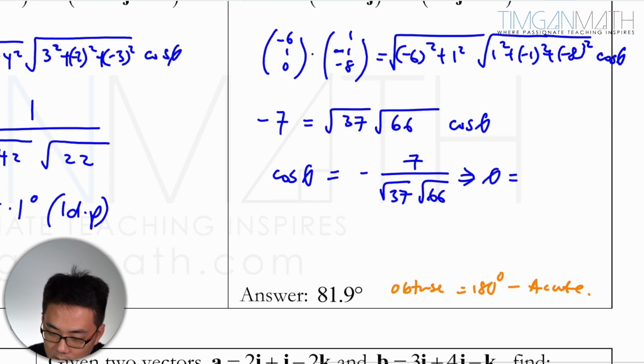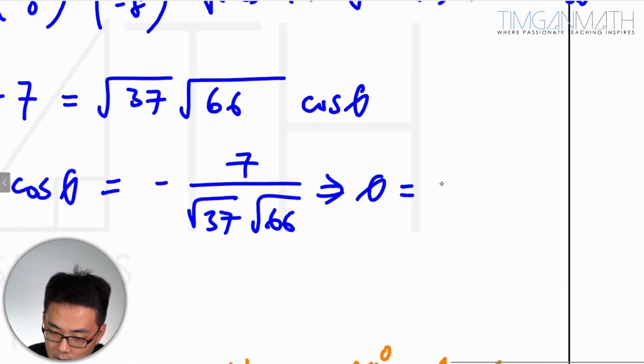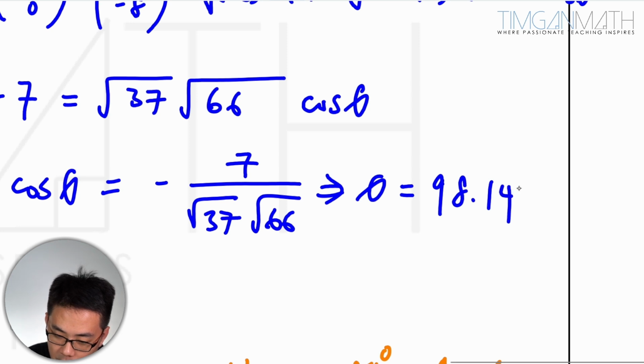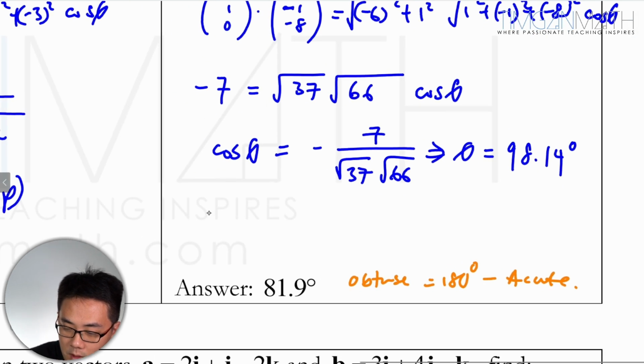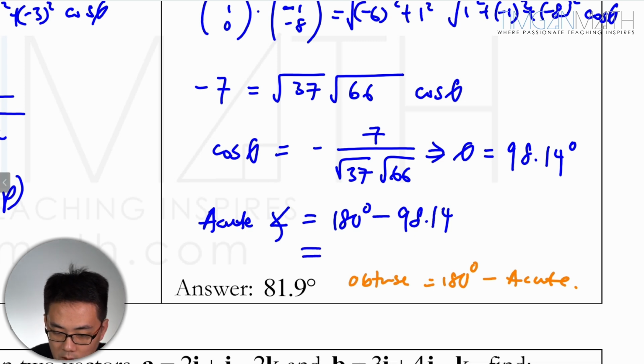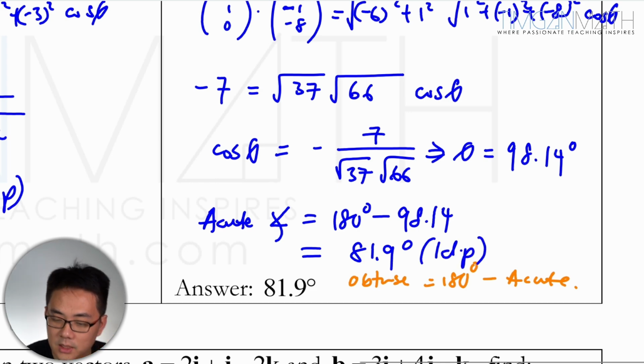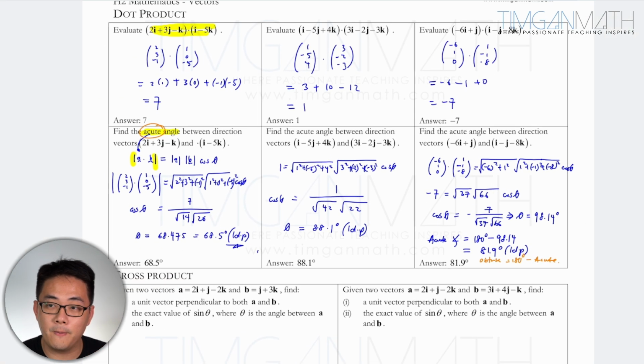This will give us, let me just write it down. Yeah, this is 98.14 degrees, right? So the acute angle is 180 minus 98.14, which is actually 81.9. Okay, this is another alternative way of working.